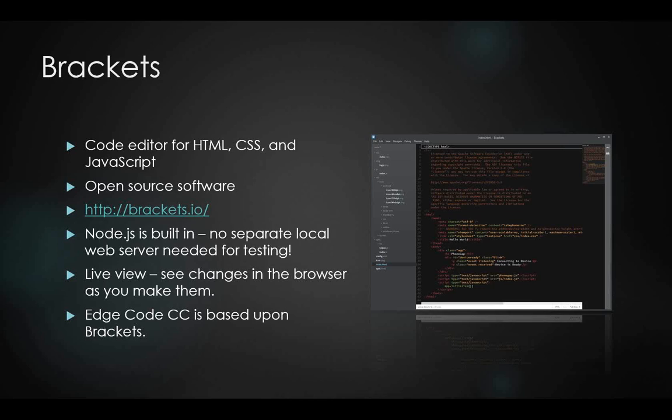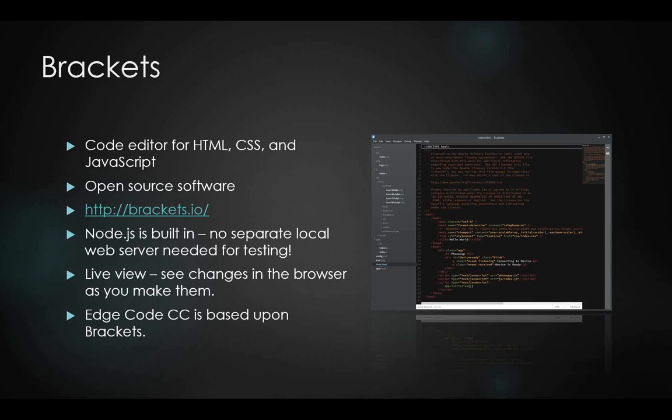What's interesting about Brackets is that it actually has Node.js built into it. So you don't need to install an additional web server for testing your stuff. You can just launch it from Brackets and it'll run. So you won't get those sandboxing errors that you often get when working in JavaScript. It also has this live view feature where as you're editing things inside of the editor, you can actually see the changes taking place within Chrome, within the browser. So that's an additional thing that you might find useful.